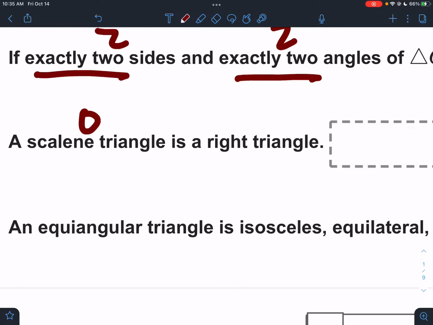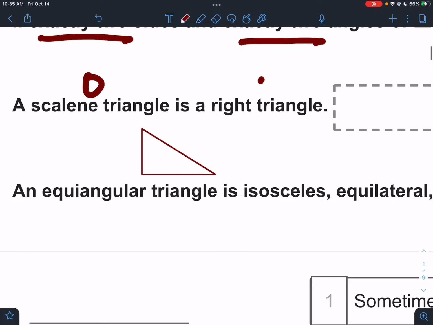Scalene, that's 0, is a right triangle. Well, we got to think about this a little bit. So can a scalene triangle be a right triangle? Could it be a 90? Could it be like a 90, a 30, and a 60? Yeah, that's scalene.